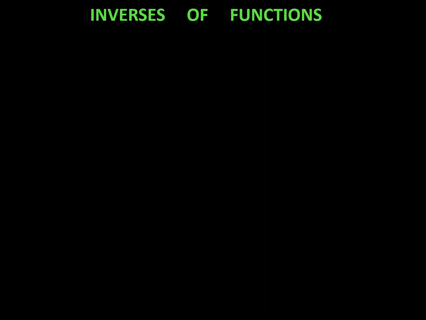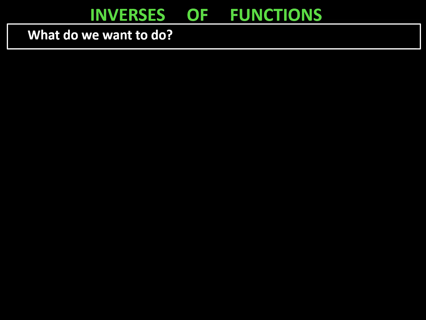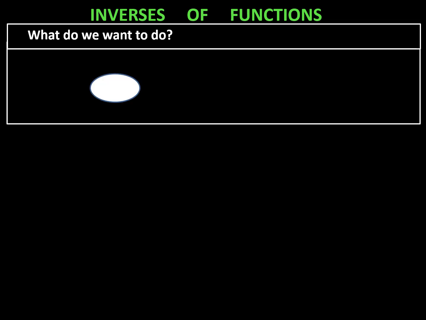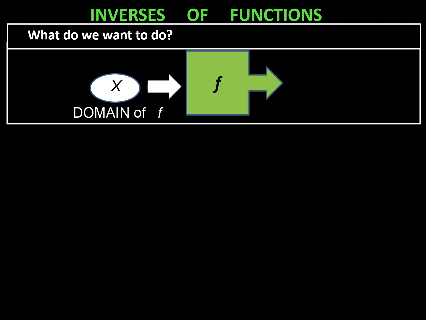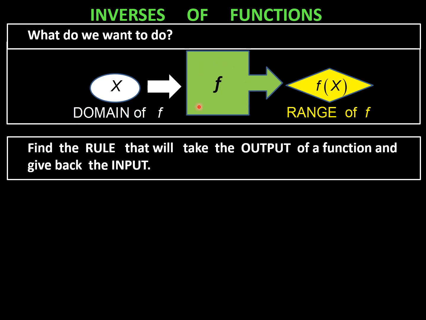Let's see what we mean by inverses of functions. There we have input value x, then we have the rule f, and then we have the output f(x). Now the input values there are referred to as the domain of the function, and the output values are referred to as the range of the function. And this here is the rule that we have there.